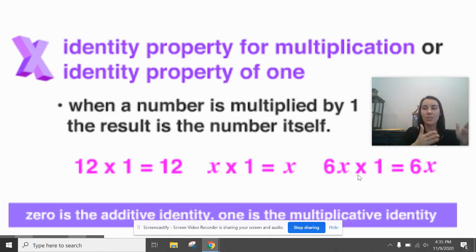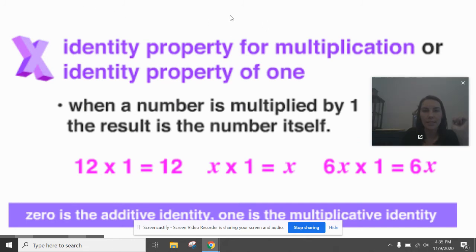So we have the associative property. We're associating things together. We have the commutative property. We have the distributive property. And then we have the identity property. Okay, so you can use your notes for the Nearpod activity that I'm about to show you, but it's just going to be reviewing all these properties and making sure that you understand which one does what.